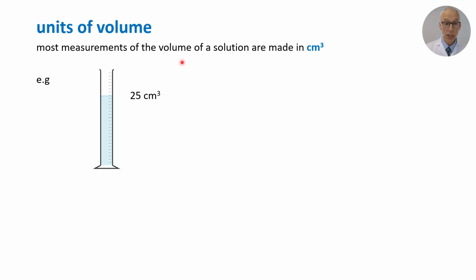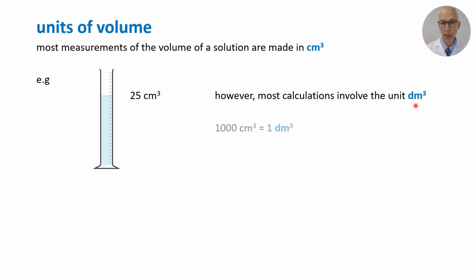So most measurements of volume in the chemistry lab are made in centimeters cubed. For instance, you'll be familiar with a measuring cylinder measuring out 25 centimeters cubed. However, calculations generally involve dm cubed, decimeters cubed. 1000 centimeters cubed is equal to 1 decimeter cubed, 1 dm cubed. So 25 centimeters cubed is equal to 0.025 dm cubed.